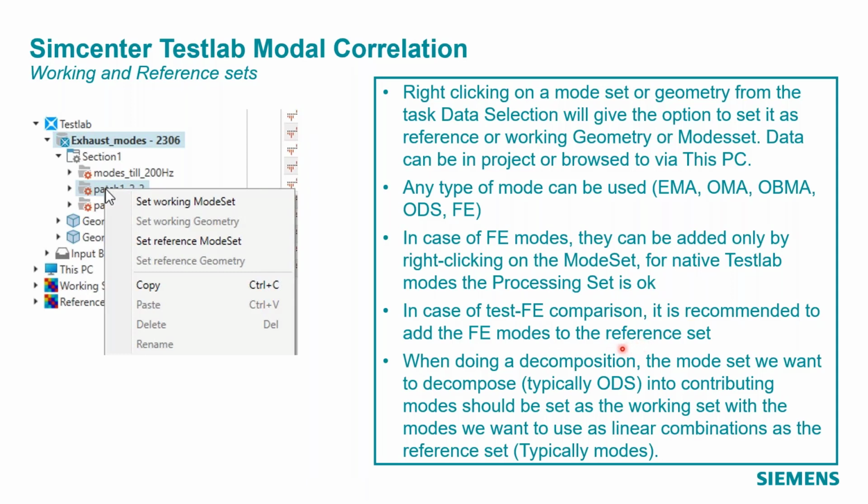If you're doing a modal decomposition, which this tool also supports, you would set the operating deflection shapes into the working set and the modes you want to use as a linear combination as a reference set. So normally you would put the working modes as your ODS and maybe your TestLab modes from a modal test or your finite element modes as the reference set. And then we can break the ODS modes down into linear combination of the reference modes.